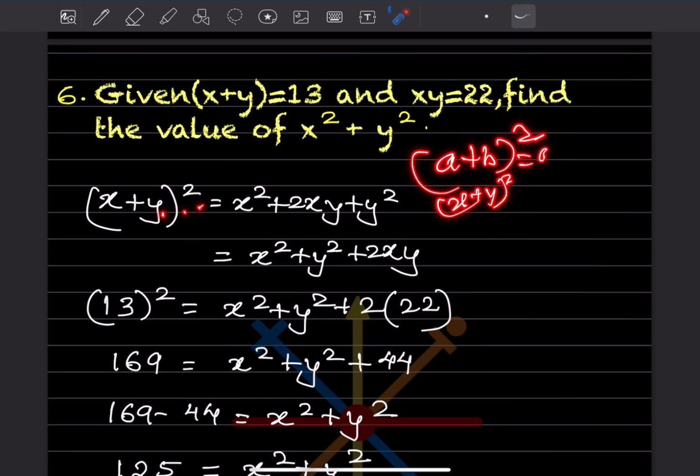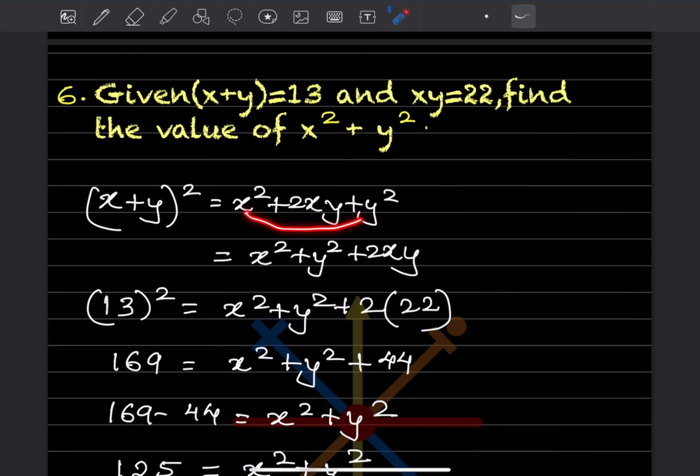So you know the formula for this, a square plus 2ab plus b square. So here in place of a there is x and in place of b there is y. So that should be x square plus 2xy plus y square. This thing we can just rearrange because this is plus. We can bring it here, x square plus y square plus 2xy. Why did I write this one? Because we want to find the value of x square plus y square. So this thing I brought here. So the rest all is the same.